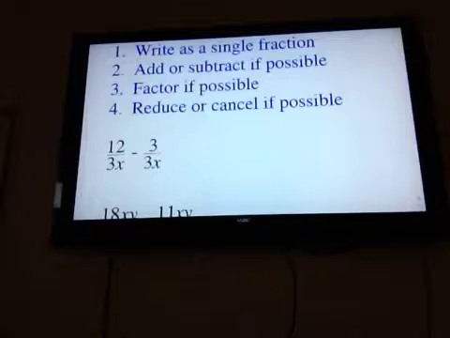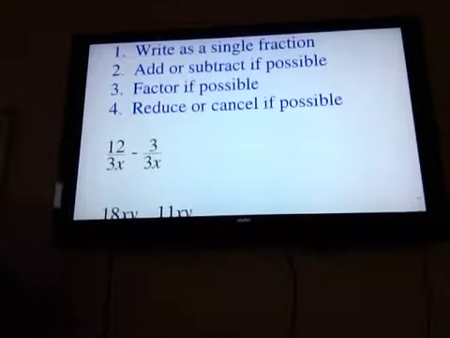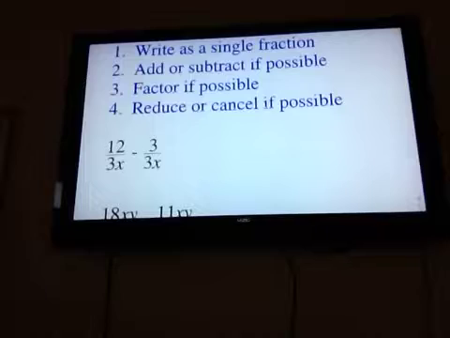This set of steps, in this order, is what we're going to follow on every question. Step 1, we're going to write it as a single fraction. That's a big deal, because once you do that, it slowly starts turning into what we did on that assessment we just took. Then you're going to add and subtract, if you can. Then you're going to factor, if you can. And then you're going to reduce, if you can.